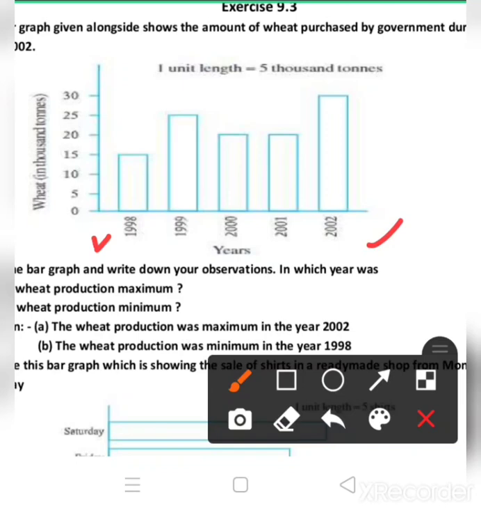Label is years on the horizontal side and wheat on the vertical side. Wheat is in units of 1000 tons.